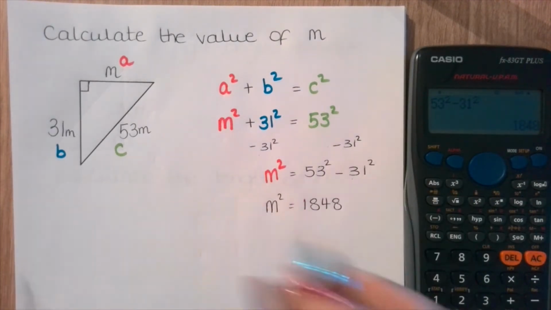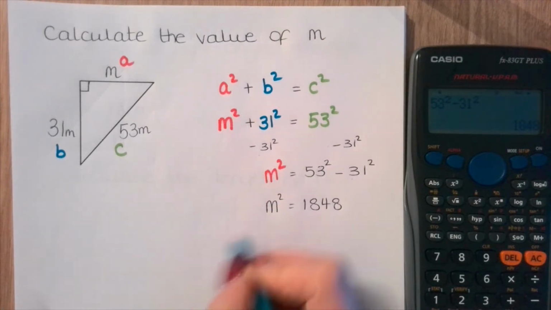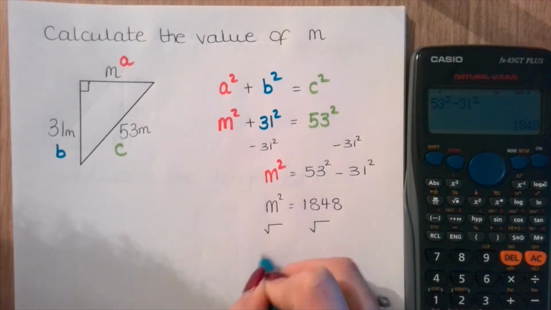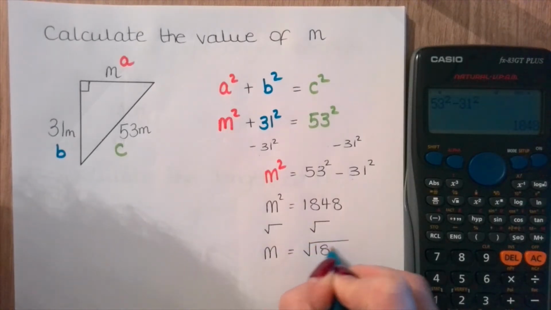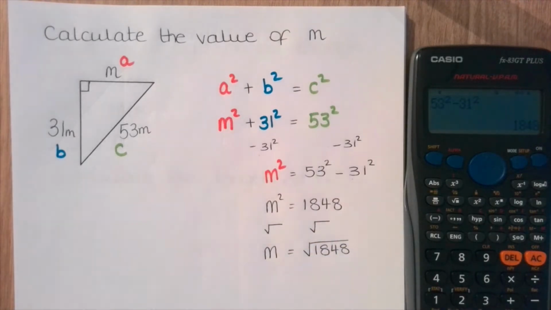I need to get rid of the square, so I square root both sides. M is equal to the square root of 1848. I do need to make sure I'm showing the workings, so whoever is marking the work knows the method and the process that I'm doing.